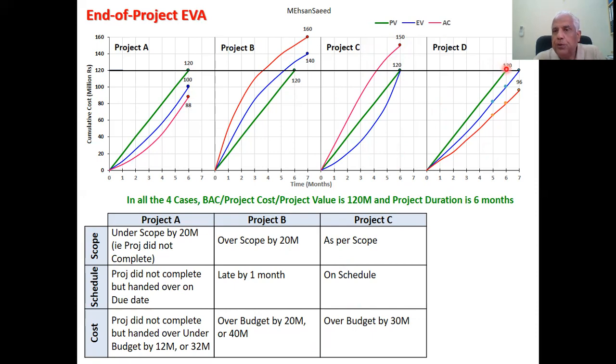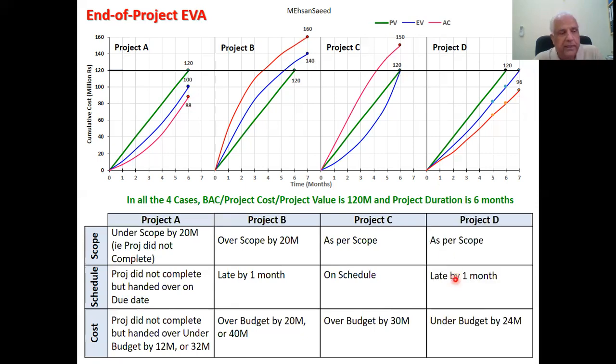Final project was supposed to earn 120. And how much did it earn? As indicated by the earned value line, it did reach 120. So this project too finished according to the scope. No less, no more. No gold plating, no scope creep, and complete project. Time, this project was to be completed in 6 months. However, it completed in 7 months, so it was late by 1 month. Cost, this project earned 120 at a cost of 96, so it made a saving of 24 million rupees. So all this is explained over here.